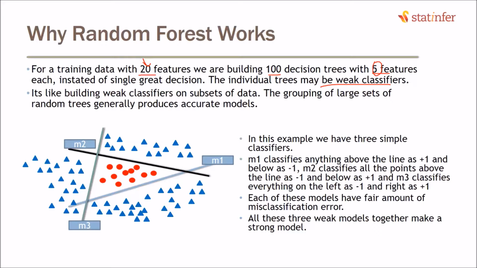In this example, we have 3 classifiers, M1, M2, M3. M1 classifies anything above the line as +1 and anything below the line as -1. So M1, if you see, this is classified as, let's say, +1. Everything below it is classified as -1. So here it is doing the right thing, but M1 is doing wrong in terms of this. M1 is wrongly predicting this, M1 is wrongly predicting this. Whereas M2 classifies all the points above the line as -1 and below as +1.